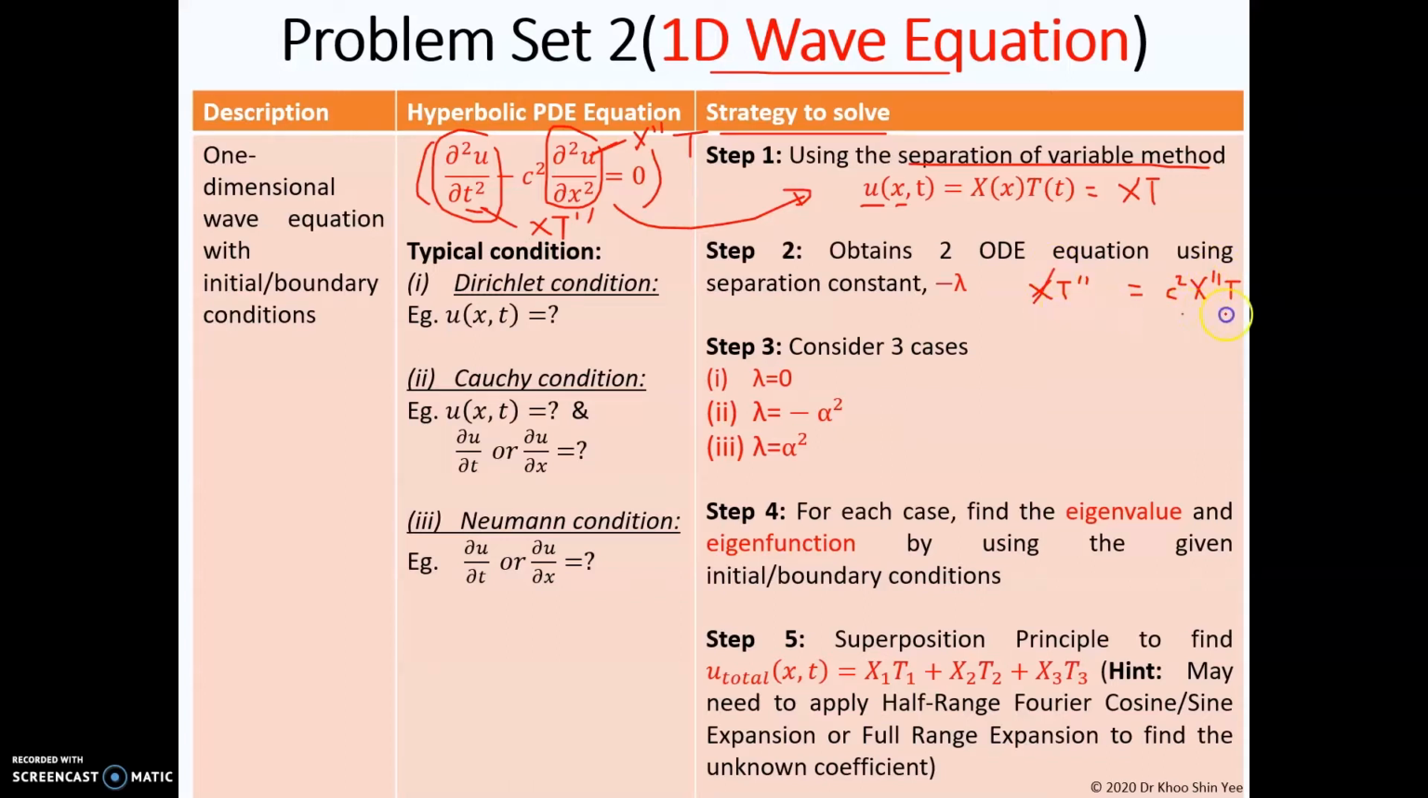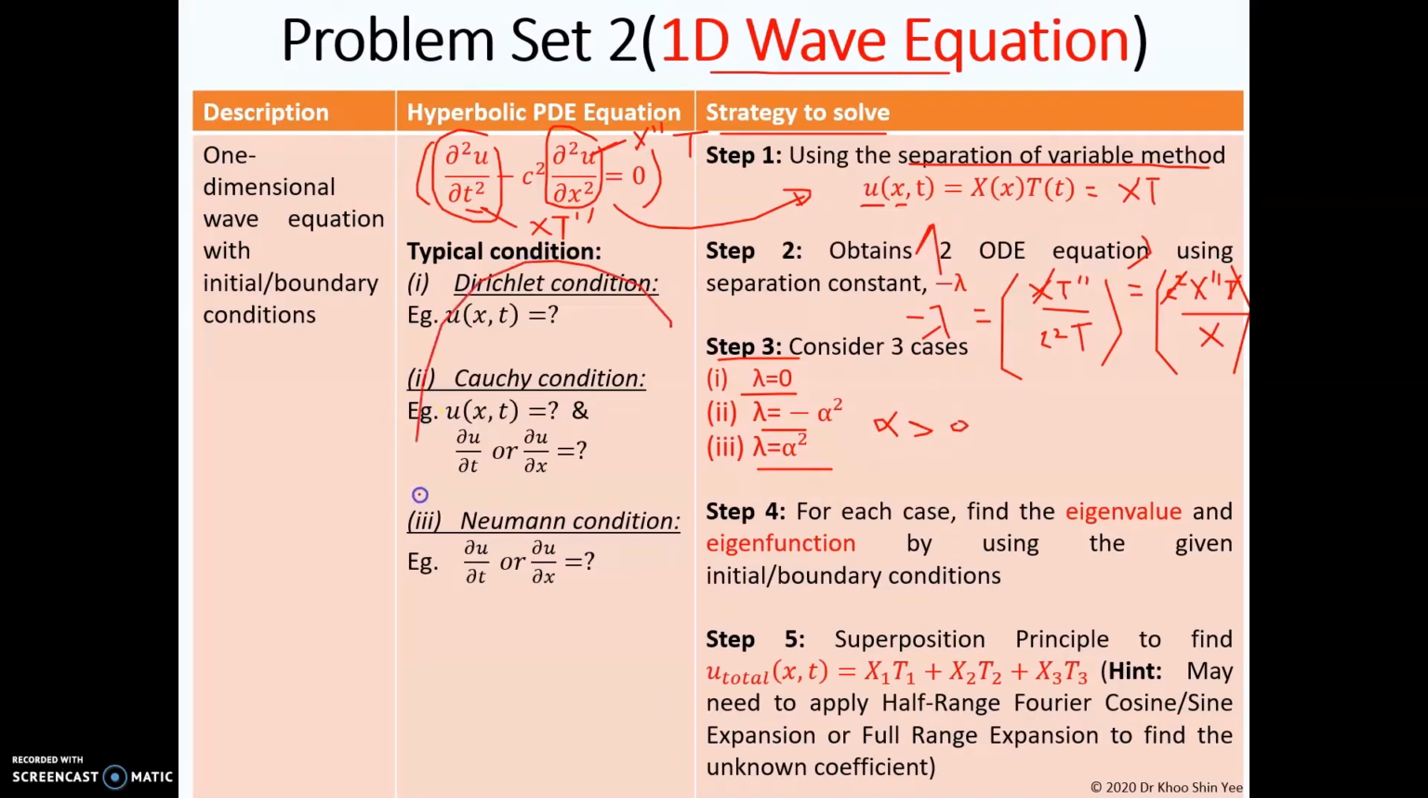Let's move the X to the right hand side and the c squared T to the left hand side. With that, you succeed in obtaining your T function on the left hand side and the X function on the right side. This is known as the separation of variable. This will be equal to negative lambda in order to obtain two ODE equations. And then you need to consider three cases where lambda is equal to 0, lambda is negative, and lambda is positive. So your alpha here must be greater than 0.